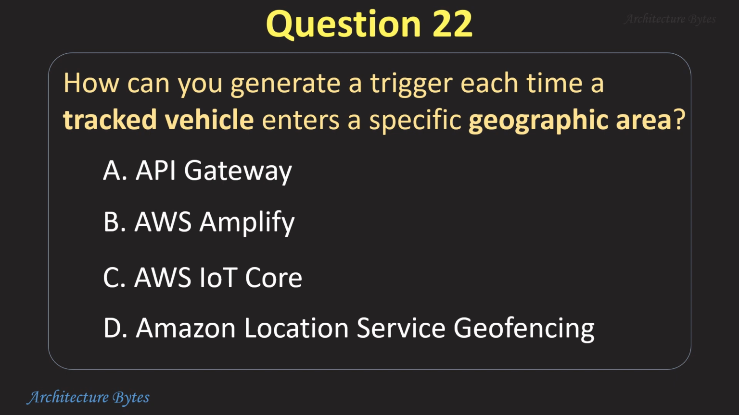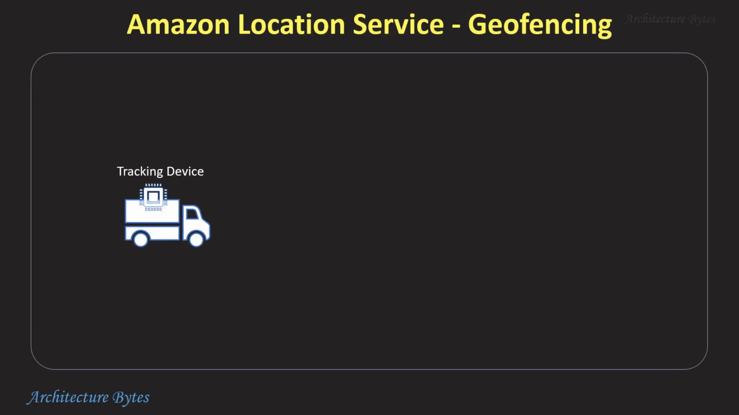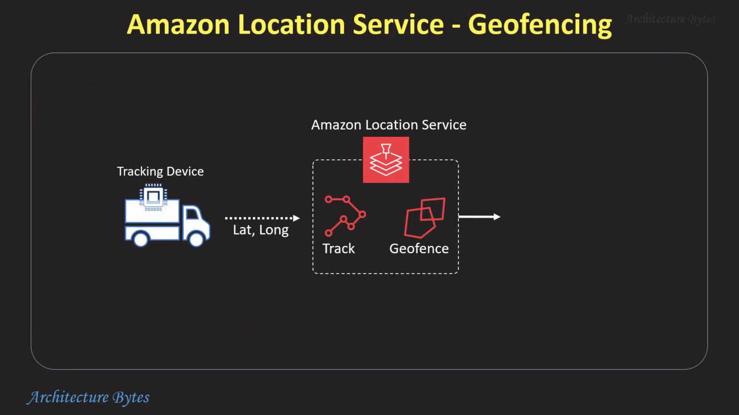How can you generate a trigger each time a tracked vehicle enters a specific geographic area? We could use Amazon Location Service, which lets us add location functionality to applications. It has features like geofencing, which define virtual boundaries or geofences. So any tracked vehicles that enters or leaves these geofences triggers geofence events, which we can use to send alerts, like notify the delivery personnel when nearing a stop or initiate other actions.